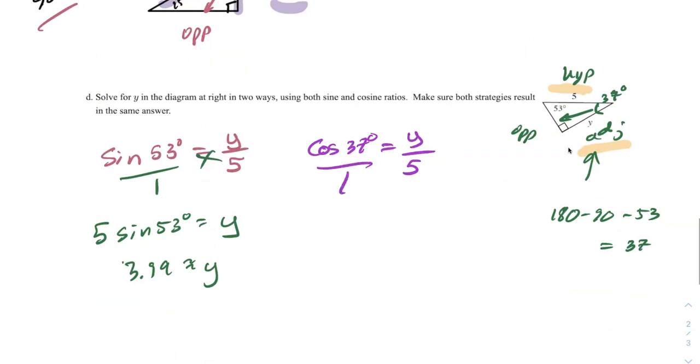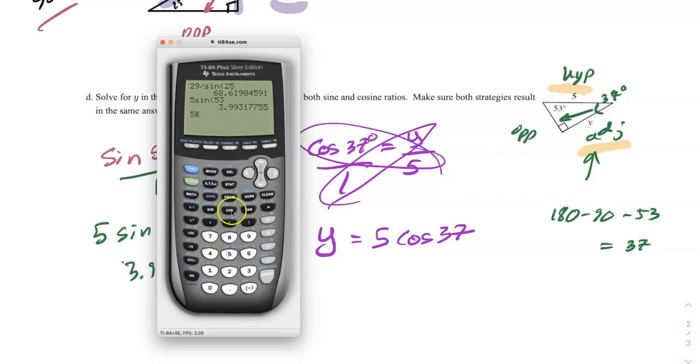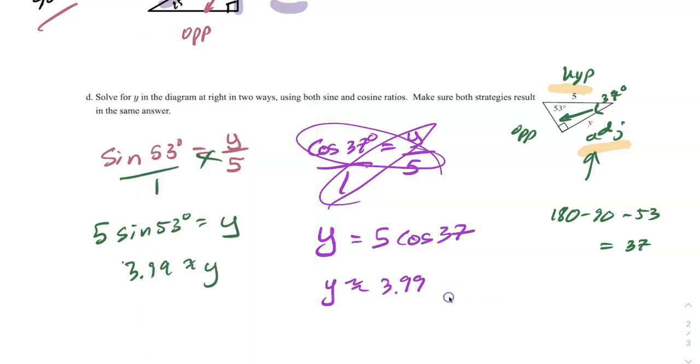Cross multiply. y equals 5 cosine of 37. Put that into our calculator. And we get 3.99 again. They're the same triangle, we just solved it 2 different ways. So you get the same answer both ways. There we go. That's the lesson. SOHCAHTOA.